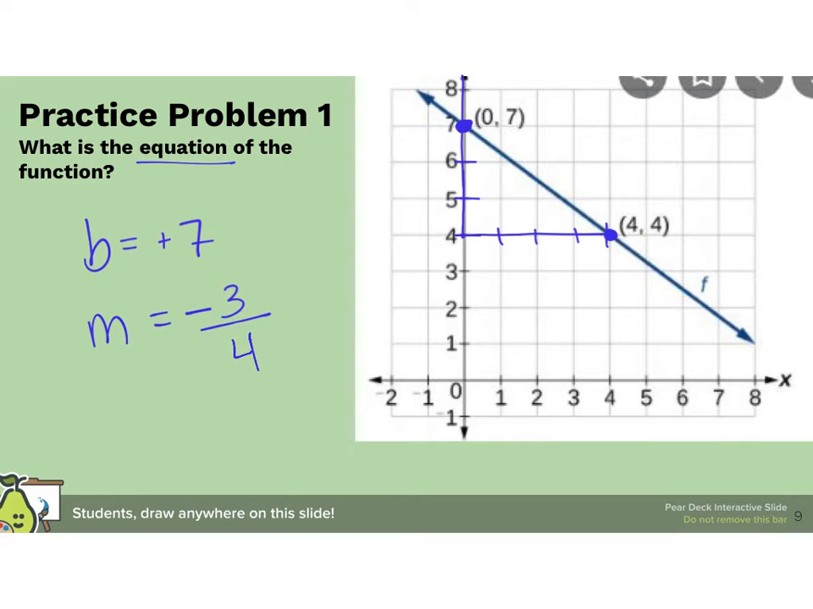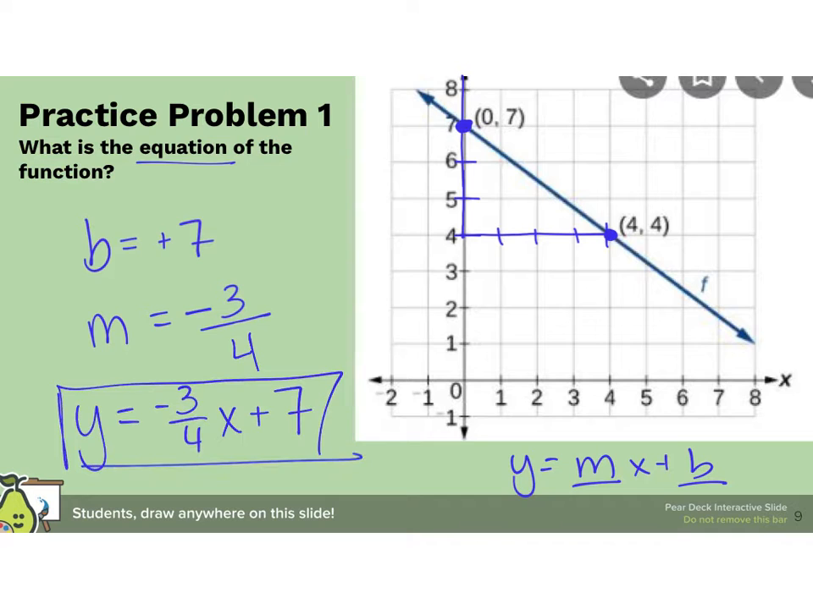So now I'm plugging into the equation y equals mx plus b. Now that I have m and I have b, I'm just going to rewrite it as y equals m is negative 3/4, x is still there, b is positive 7. So that is the equation of this line.